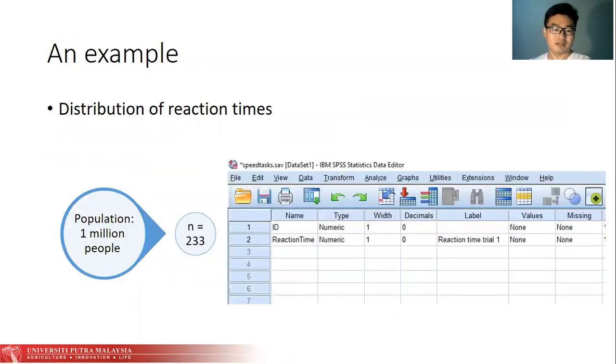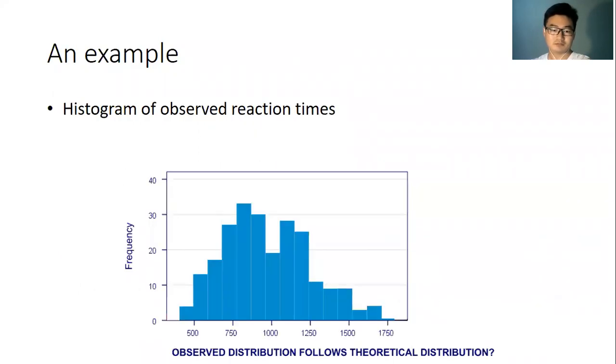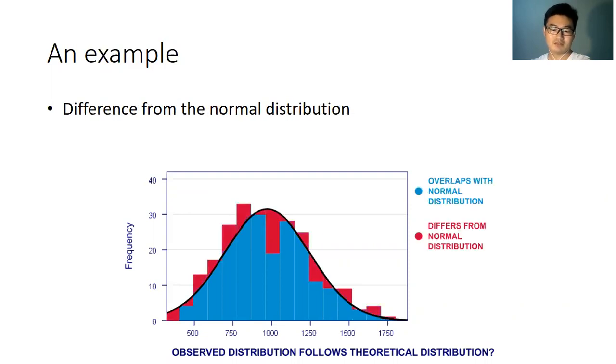Here we have an example. Let's say if we have 1 million people population, then we randomly choose 233 samples to test their reaction time of a test. We want to find out if our data are normally distributed or not. Here is the histogram of our data. If we draw a normal distribution line here, we can find out the difference.